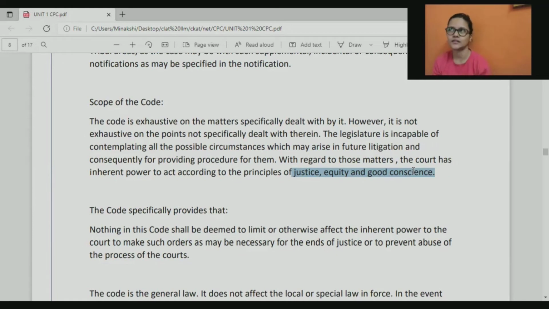But then in a certain case, what happened is there was a minor. He misrepresented himself to be a major person in front of another, and he said that I'm having this property, I'm a major person, I want to sell this property to you for a certain amount.